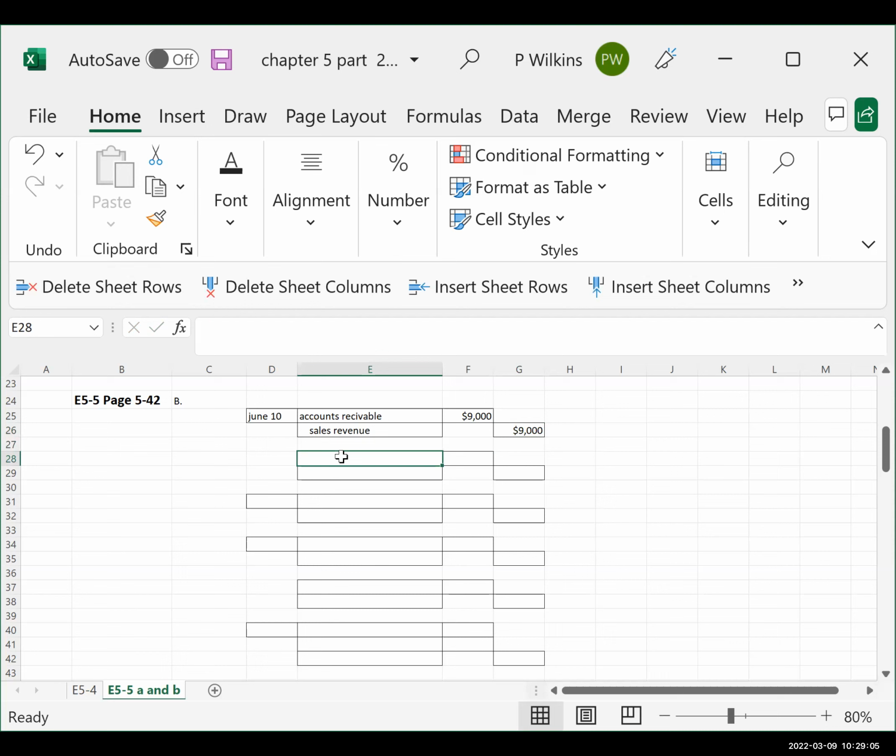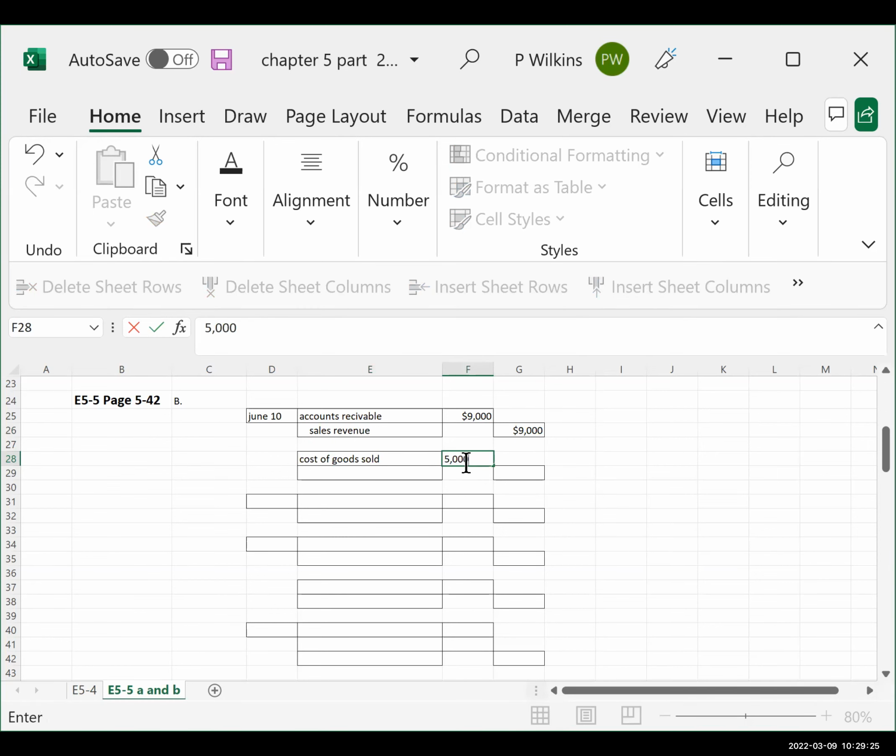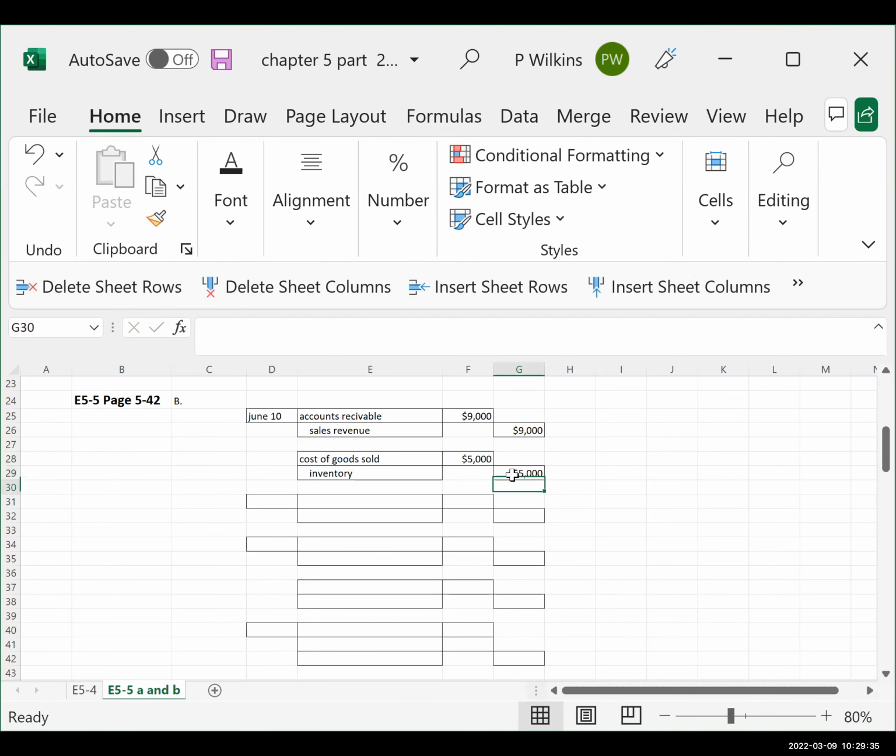But now we have to do the entry for the cost of goods sold and the inventory. So they told us we're going to debit the cost of goods sold. So we're debiting the cost of goods sold for the amount those goods cost, and they told us it was $5,000. And then we're going to credit inventory, $5,000, because we're taking it out of our inventory.